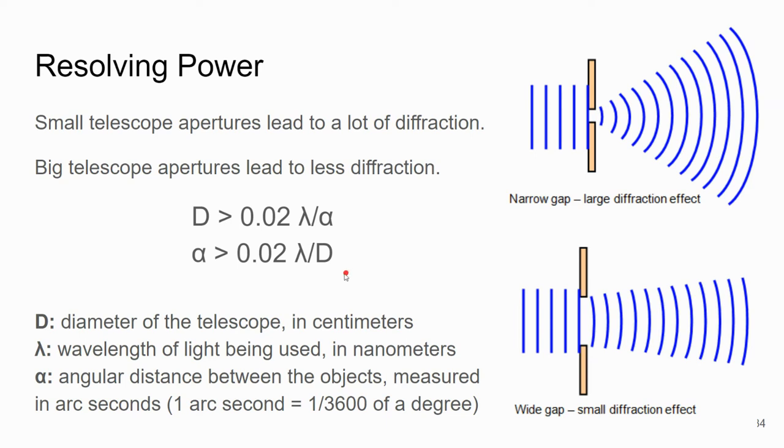Anyhow, the way this formula works, alpha is the smallest angle that you can resolve, the smallest angular distance between your two objects. And you want this alpha to be as small as possible. If this number is very small, that means you can resolve two objects that are really close together as separate objects. So the way that works is if D, the diameter of your telescope, is bigger, you can resolve a smaller angular distance, which is what you want.